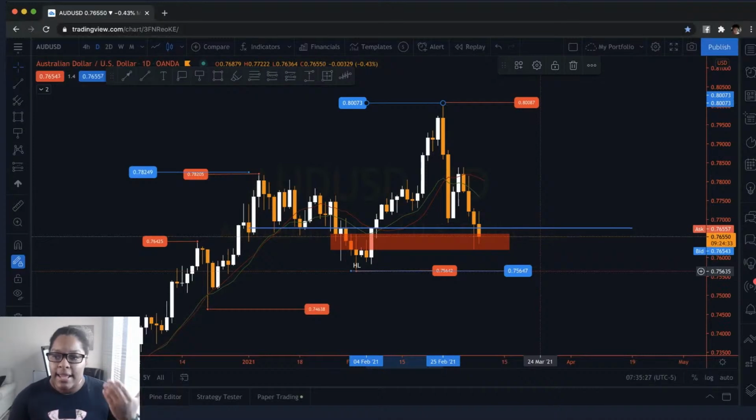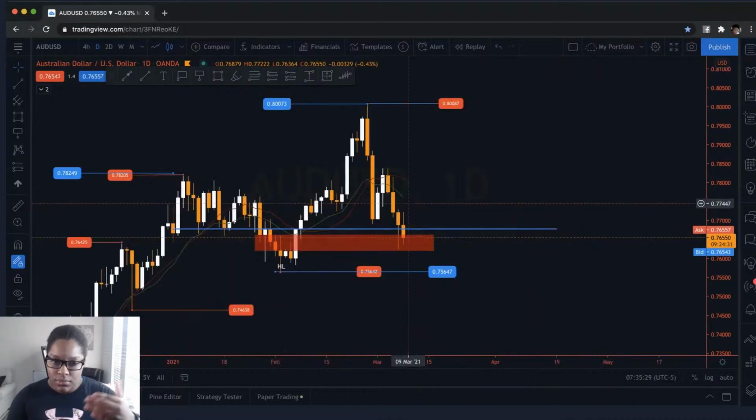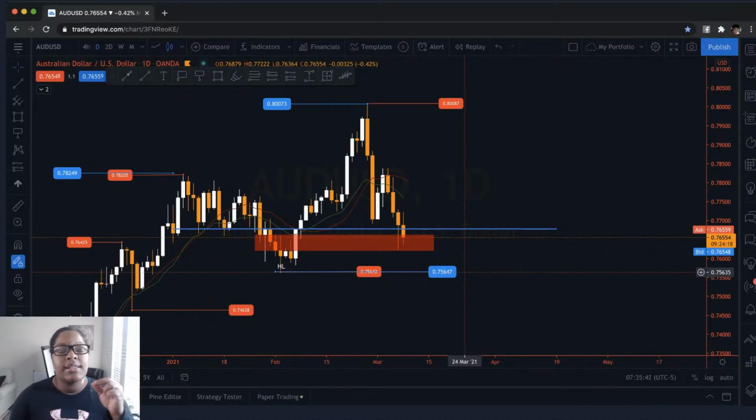So if I do take a position, I'm going to talk about the take profit again. The take profit is going to be back up to the previous high. However, if we keep falling and we pass 0.75647, that's the only time I'm going to look for a sale.